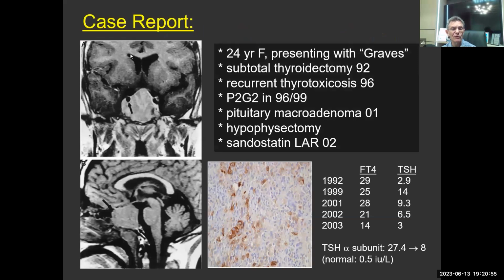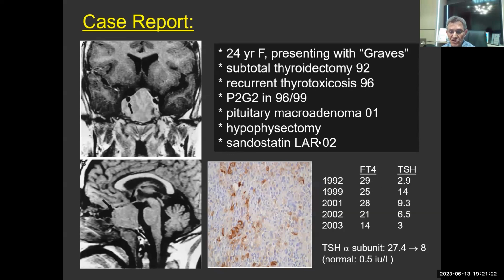So this is an example of somebody, a 24-year-old woman presenting, who was thought to have Graves' disease because she had a high FT4. You can see over here in 1992, the FT4 was 29, and the TSH was in the upper range of normal, 2.9. So someone thought, oh, well, she's got classical Graves' disease, she's got a diffuse goiter, and she was submitted for thyroidectomy in 92.